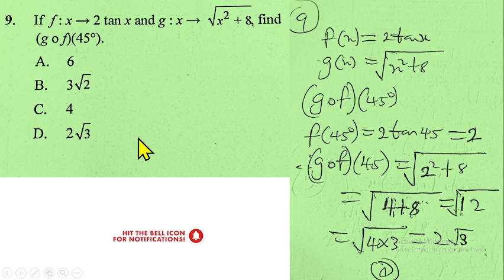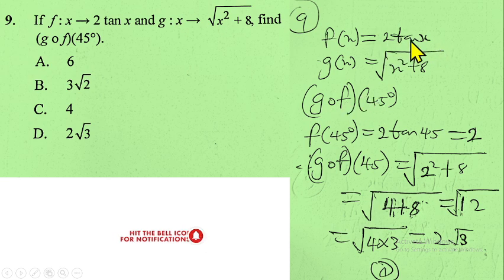So it's quite simple. Like I said, you are given two mappings or two functions. f of x is 2 times x, and g of x is square root of x squared plus 8. You have to find g of f of 45 degrees. How do we go about this? You put your 45 degrees into f, then whatever you get you put into g as well. Our f of x is 2 times x, so put 45 into f.